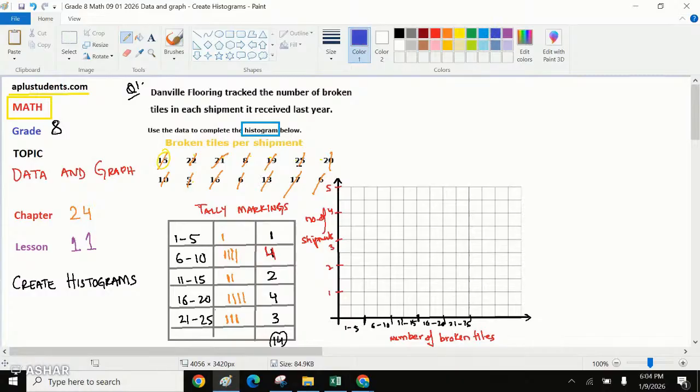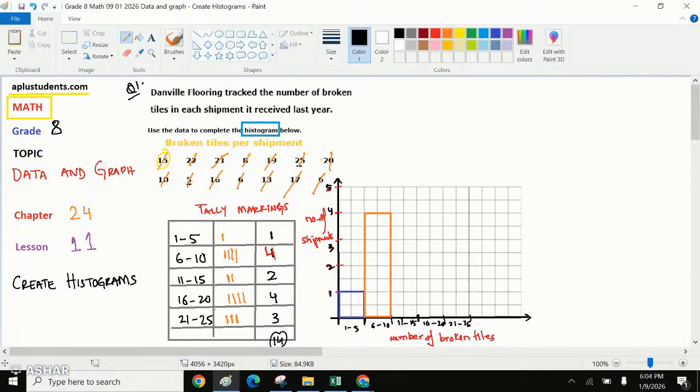So what we do is we start drawing the histogram, okay? From the range of 1 to 5, how many tiles were broken? There was a single tile that was broken, right? So we can draw this bar over here. From 6 to 10, how many tiles were broken? From 6 to 10, 4 tiles were broken, right? So in the range of 6 to 10, we look at 4 over here. It says 4. So our height is the frequency. So we go till 4.